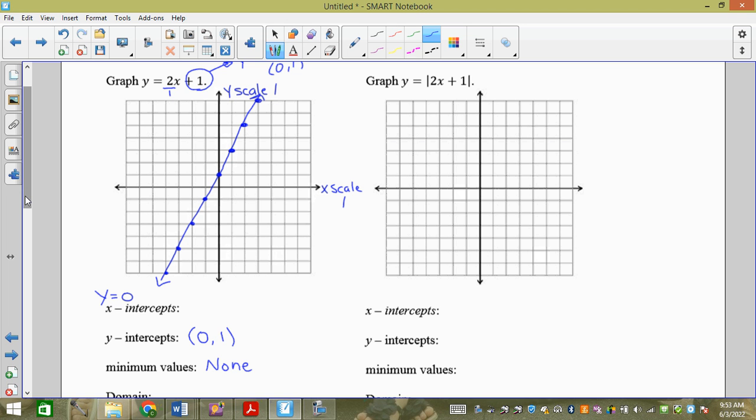Okay? So we're filling 0 in for y. So we're going to get 0 equals 2x plus 1, and then I need to just solve for x. So I'm going to subtract 1, and I get negative 1 equals 2x. Divide by 2. x equals negative 1/2. So I get negative 1/2 and 0 as my x-intercept.